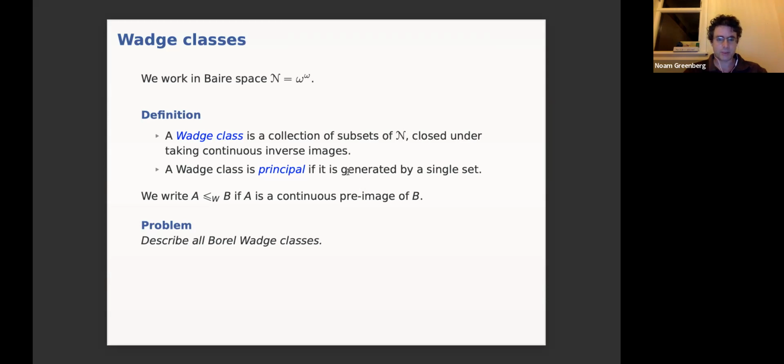Notation that I won't be using too much, but here it is: A is Wadge reducible to B if A is a continuous pre-image of B. So you can think about it as a continuous version of many-one reducibility, except that instead of sets of natural numbers, we're using sets of real numbers, if you'd like to call elements of Baire space reals. And the problem at hand is to describe all Wadge classes of Borel sets.